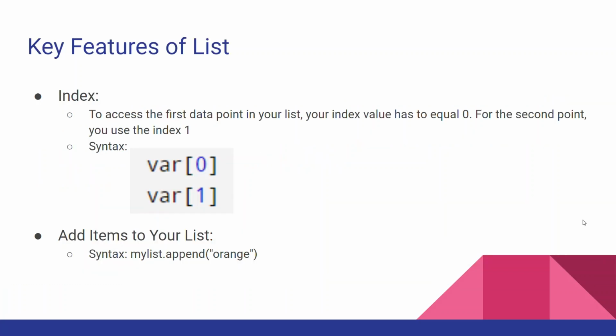So let's look at this much more deeply. If you want to access the first data point in our list, our index value has to be 0. For the second data point, it would be 1. For the third data point, it would be 2, and so on.